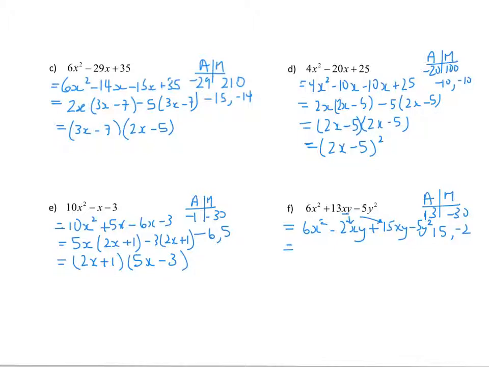And then if I pair up the first two, they can both be divided by a 2, and x is also common. That leaves us with a bracket of 3x and a minus y. And then out of the second pair, a plus 5y is common. And that leaves us with a 3x and a minus y again. So my two brackets are the same. So we can pull out that factor of 3x minus y. And our other binomial will be 2x plus 5y.